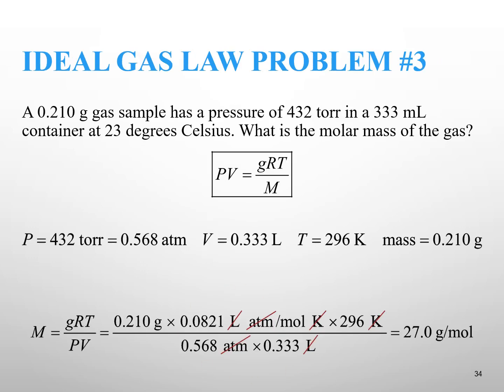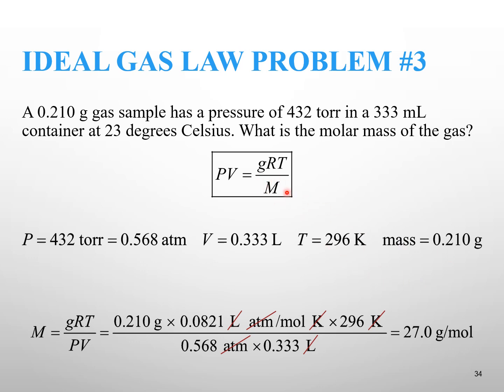So here's a problem. 0.210 grams of gas has a pressure of 432 torr in a 333 milliliter container at 23 degrees Celsius. What is the molar mass of the gas? We want to be careful with our units, okay? We can't use torr, we have to use atm. We have to use liters. And 296 Kelvin, because we want to turn 23 degrees Celsius to Kelvin. We want to use mass in grams because the units of molar mass will be grams per mole.